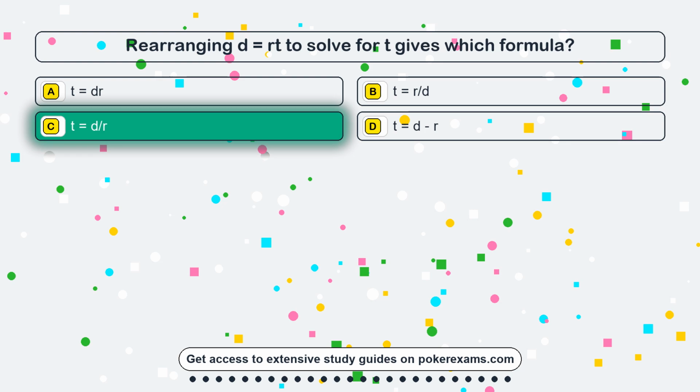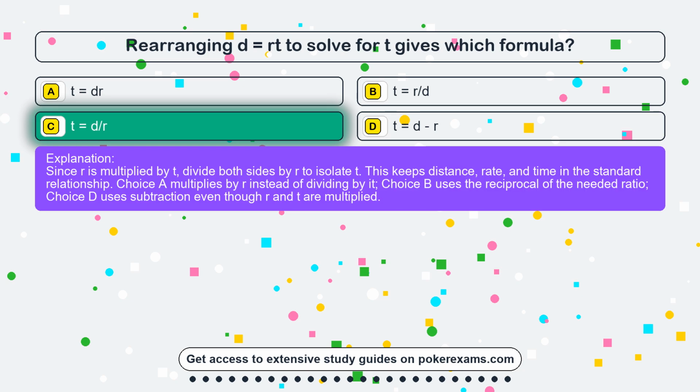The correct answer is option C, T equals d slash r. Since r is multiplied by t, divide both sides by r to isolate t. This keeps distance, rate, and time in the standard relationship.